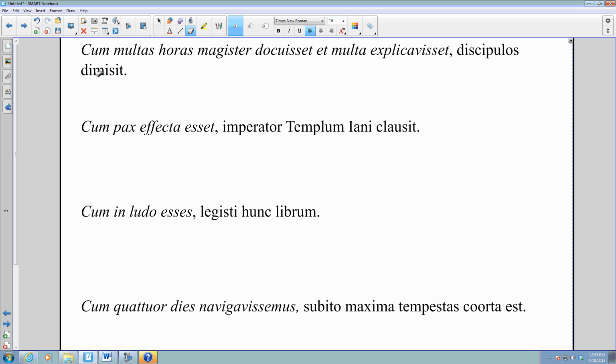Okay, here we go. Here are some practice sentences for you. I want you to take your time, push pause, translate a couple of these, and we'll go over it. So hit pause now and try to rip through these 4 sentences.